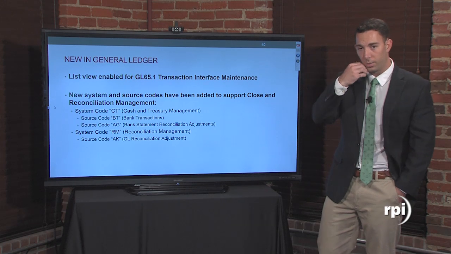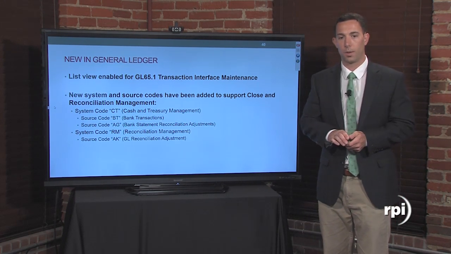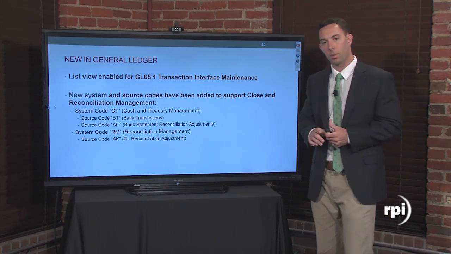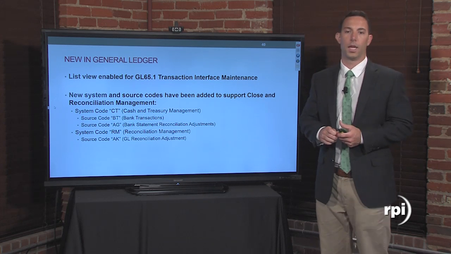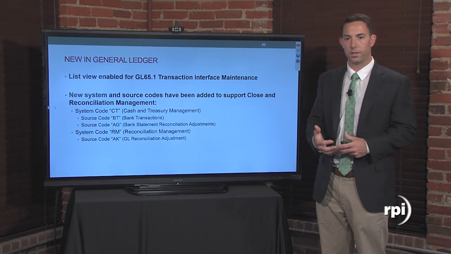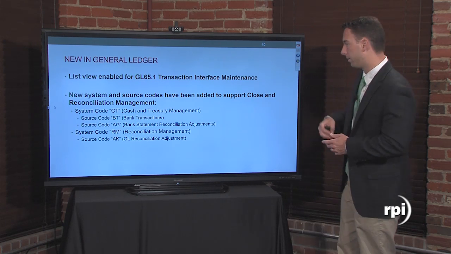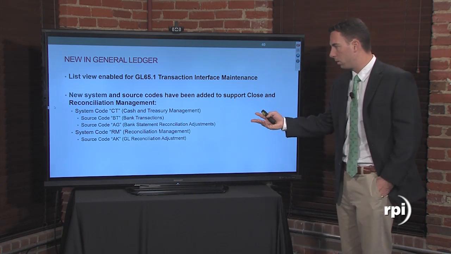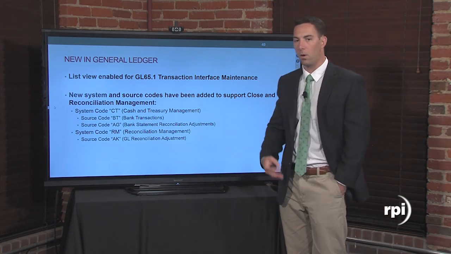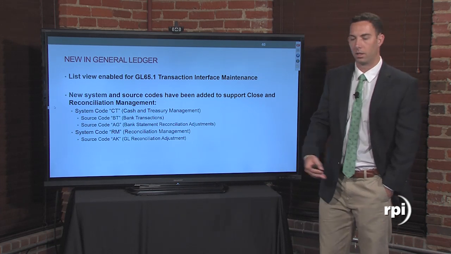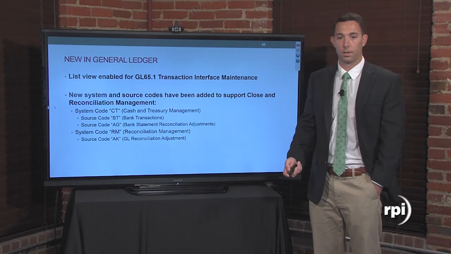And there are also new system and source codes that have been added because Infor has developed a couple of new applications on the Landmark platform, close and recon management being one of them. And there are journal entries that can actually interface from that application to your S3 system. And if that's the case, they need system codes and source codes, and here they are. But obviously, if you don't have close and recon management, you wouldn't be seeing any of these system or source codes in your system.